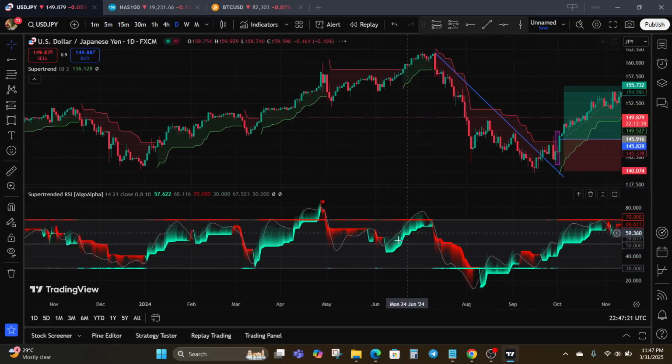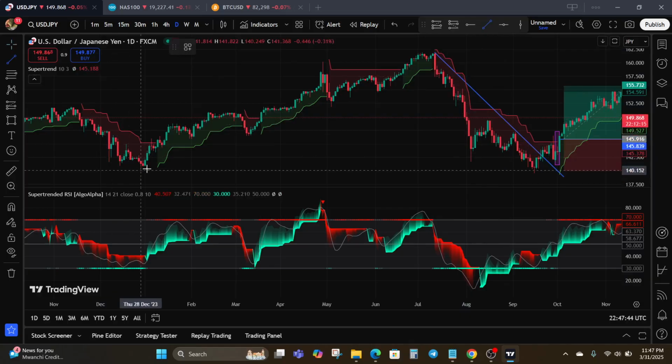On the other hand, when the SuperTrended RSI enters the overbought territory, it shows that bullish momentum is getting weak. And then once the line crosses below the 70 level and the indicator paints the red area, once it shades this area red, it shows that bearish momentum is now prevailing.